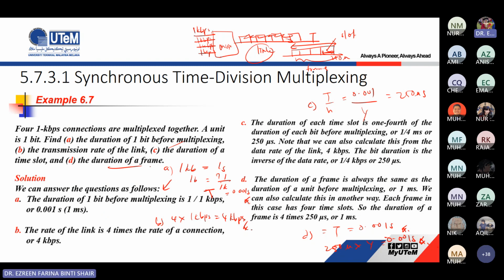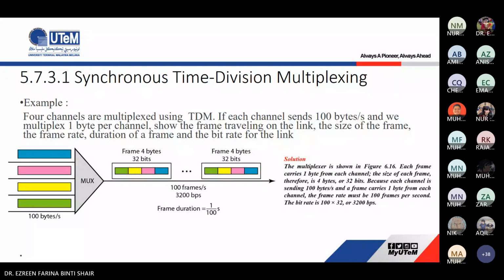Okay, so the next example, you have 4 channels multiplexed using TDM: channel 1, 2, 3, and 4. Each channel sends 100 bytes per second. And we multiplex 1 byte per channel. Show the frame traveling on the link, the size of the frame, the frame rate, the duration of the frame, and the bit rate for the link.